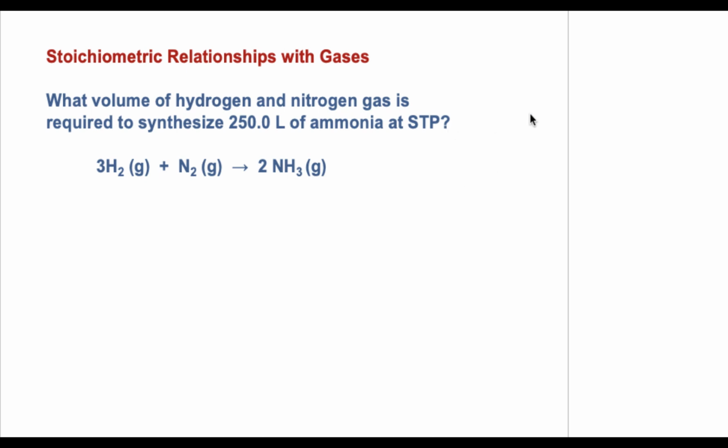So let's take a look at this problem here. We're asked what volume of hydrogen and nitrogen gas is required to synthesize 250 liters of ammonia at standard temperature and pressure. Obviously, you could use the ideal gas law. We have a balanced chemical equation. But if we look at the equation, everything in this equation is a gas.